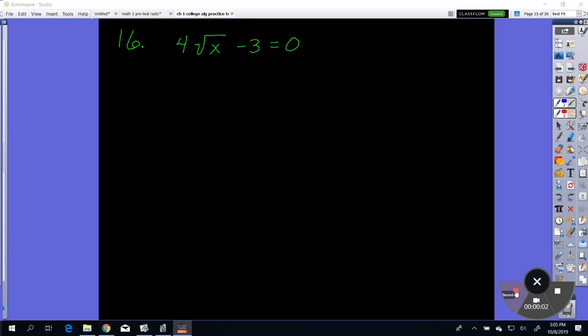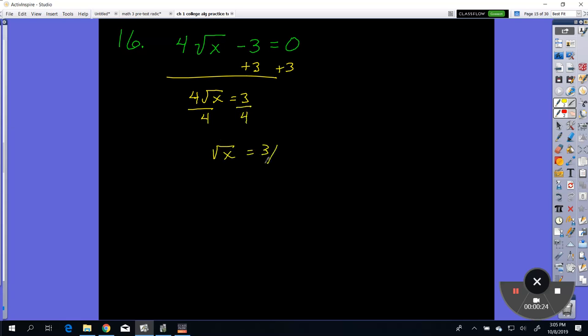All right, so number 16, we have a square root with this. So to get the square root alone, we want to get rid of the minus 3, so I just add 3 to each side. So I have 4 square roots of x equals 3. So now I'm going to divide it by 4 just to get my square root all alone. So I have the square root of x equals 3/4.